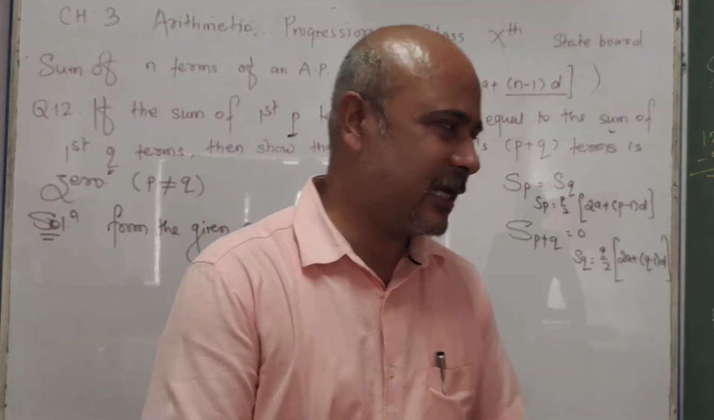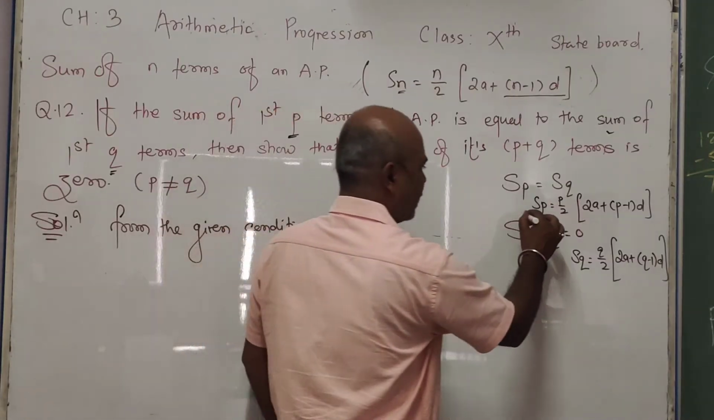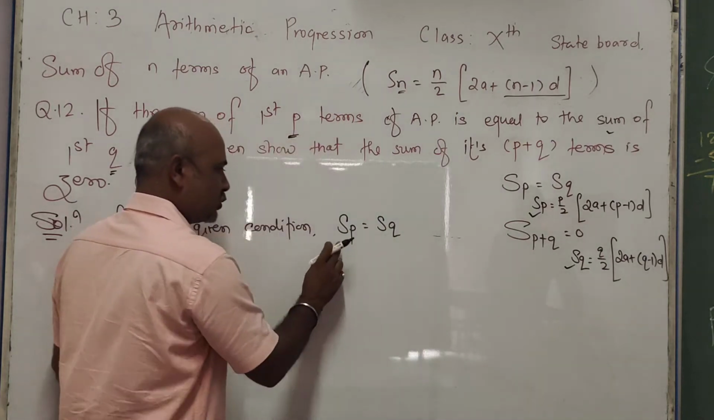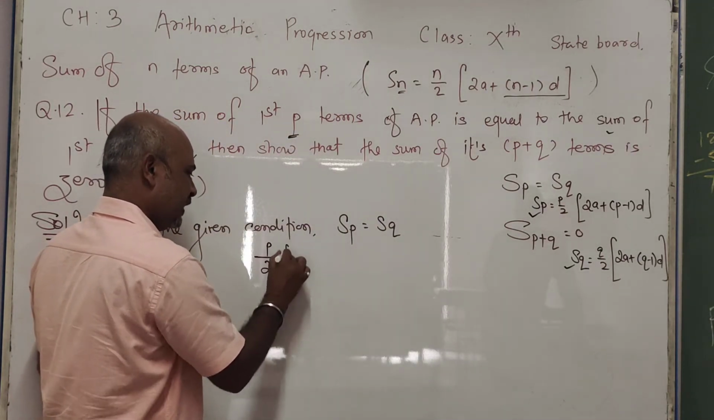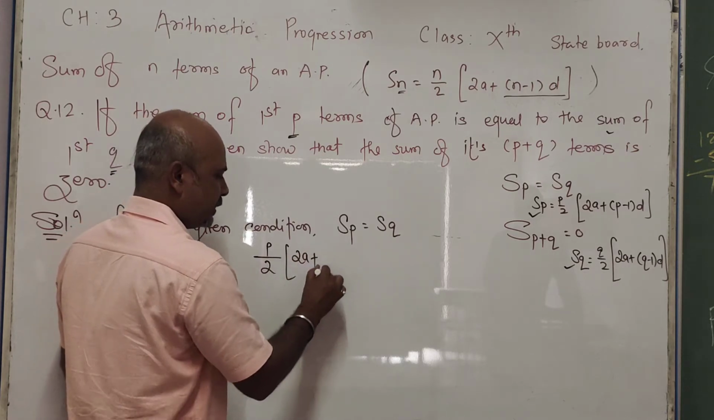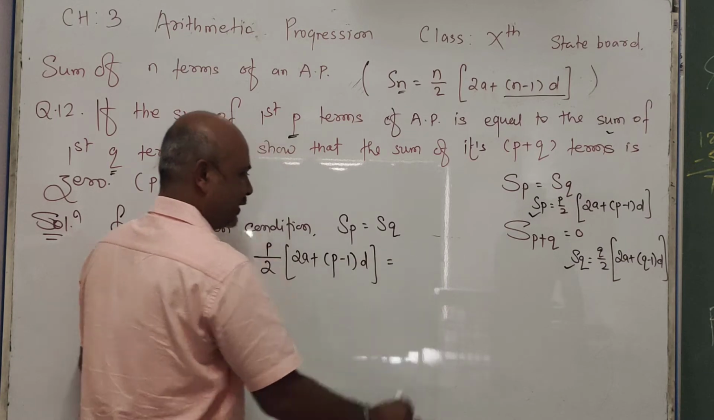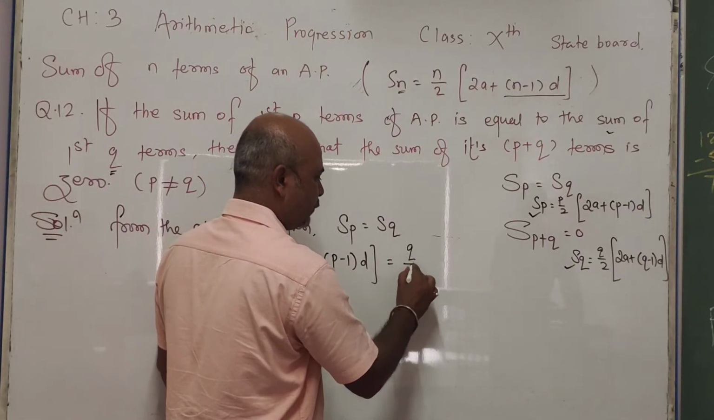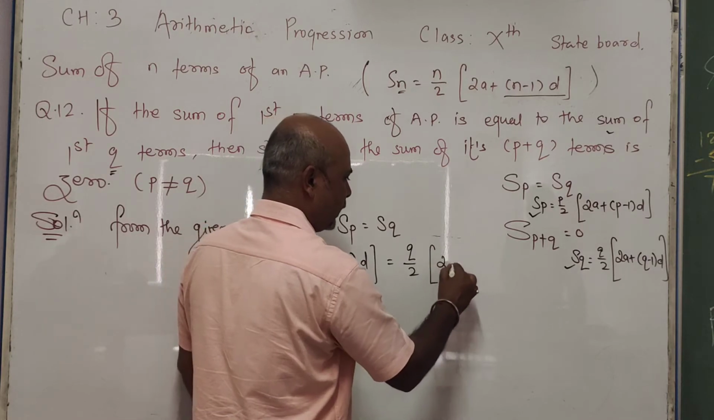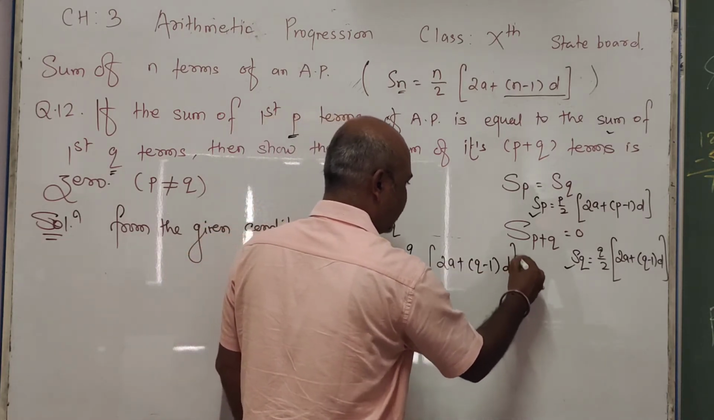And as we know that Sp is equal to Sq, just put the value of Sp and Sq here. So you will get p by 2 times 2a plus p minus 1 into d, which is equal to Sq, that is q by 2 times 2a plus q minus 1 into d.